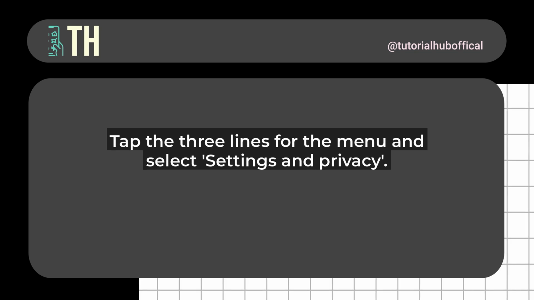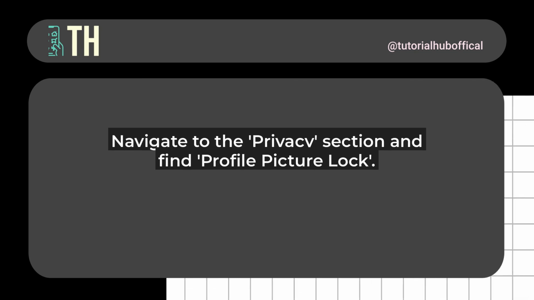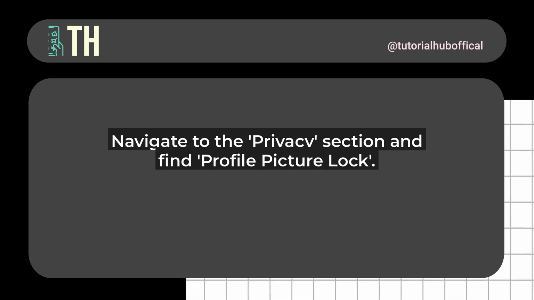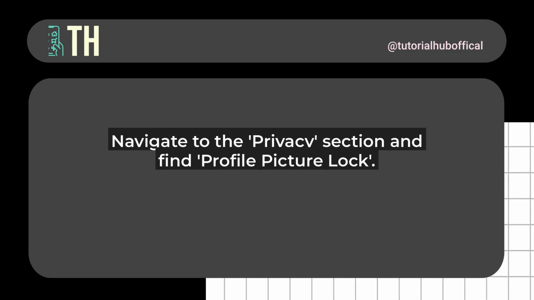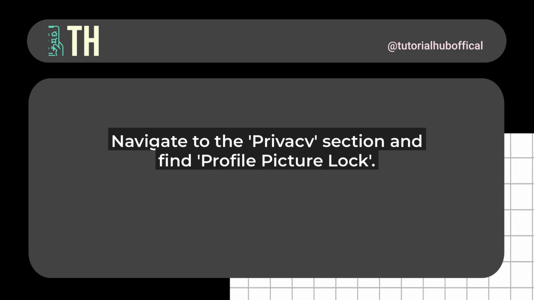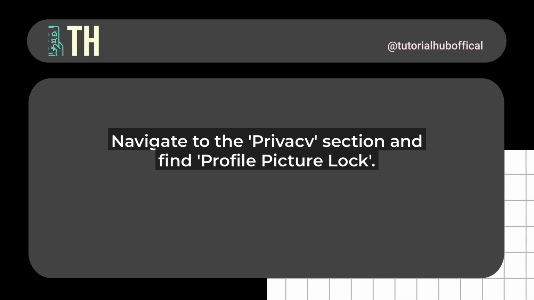Open the app and head to your profile by tapping the profile icon at the bottom right corner of the screen. Once you're on your profile, tap the three horizontal lines in the top right corner to open the menu. From there, select Settings and Privacy. Scroll down until you find the Privacy section. That's where the magic happens.